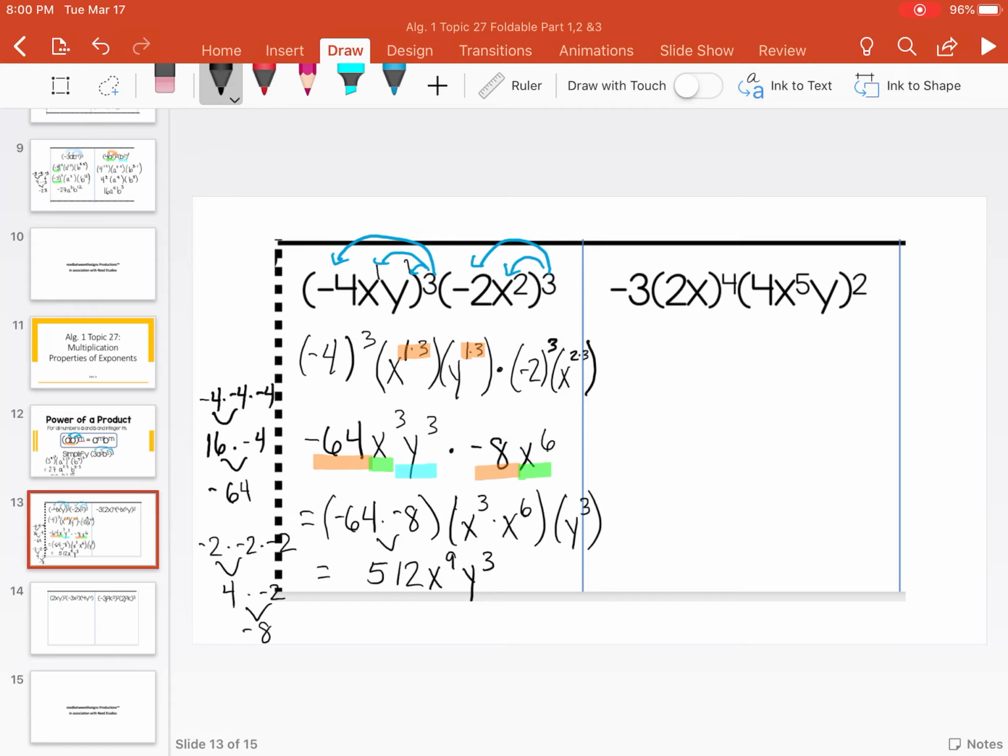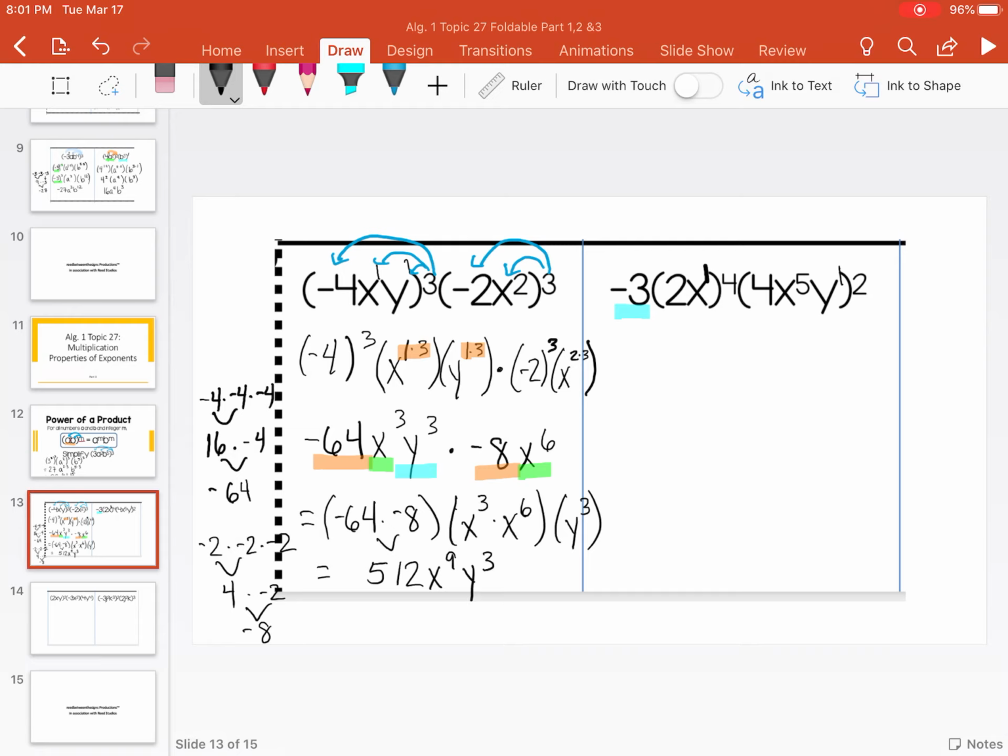Okay, next problem. Let's keep moving. Negative 3 times 2x all raised to the 4th times 4x to the 5th y raised to the 2nd. Now notice here how this negative 3 is a lone wolf. It is not in our parentheses here, so it is not going to be raised to the 4th power or the 2nd power. It's going to be excluded. So let's make our exponents, if we don't see any. So we have x to the 1st, and then also y to the 1st there.